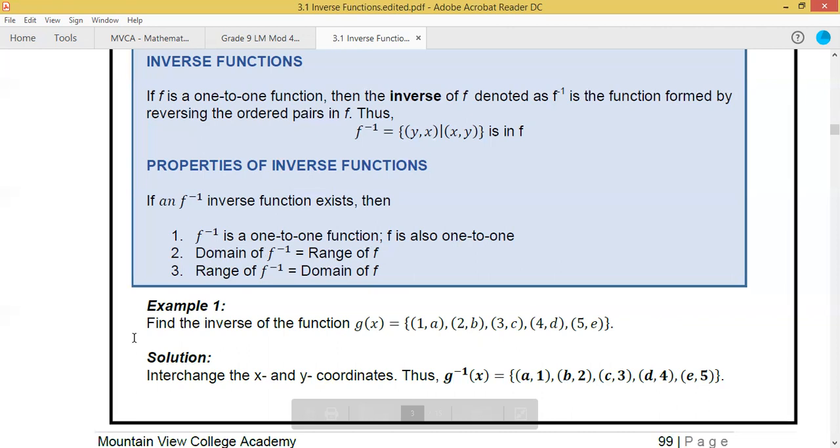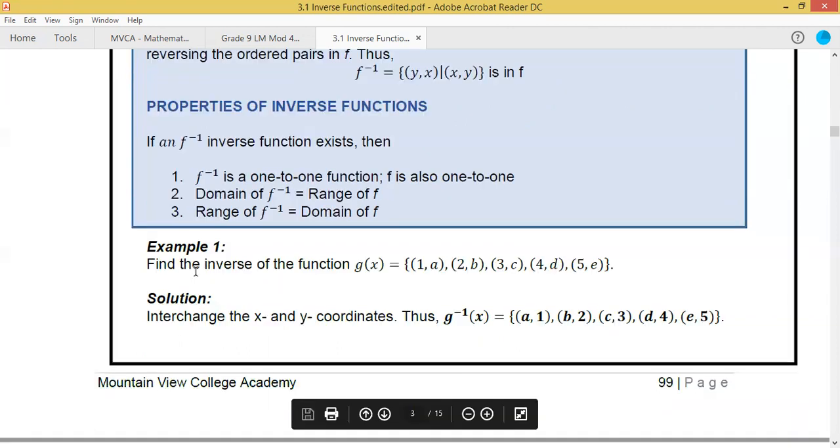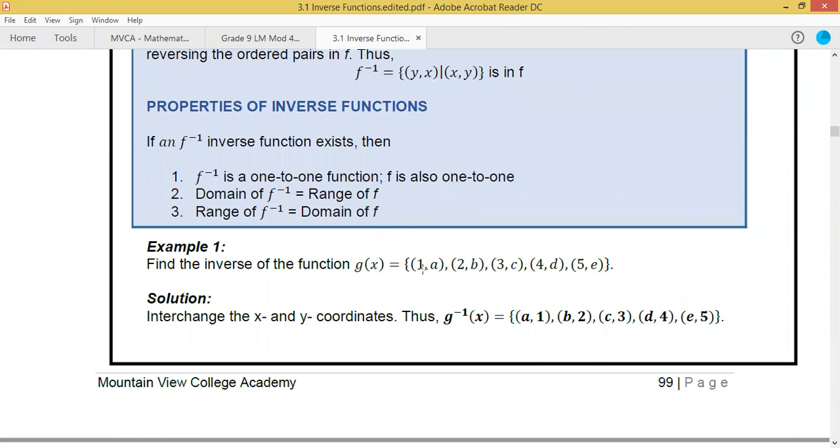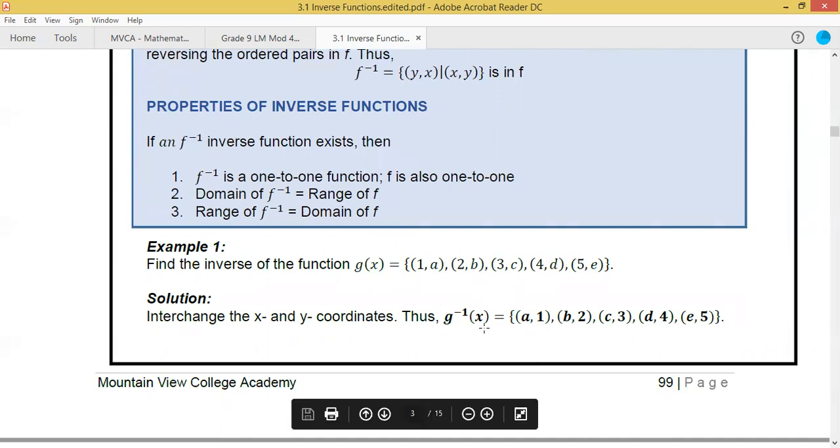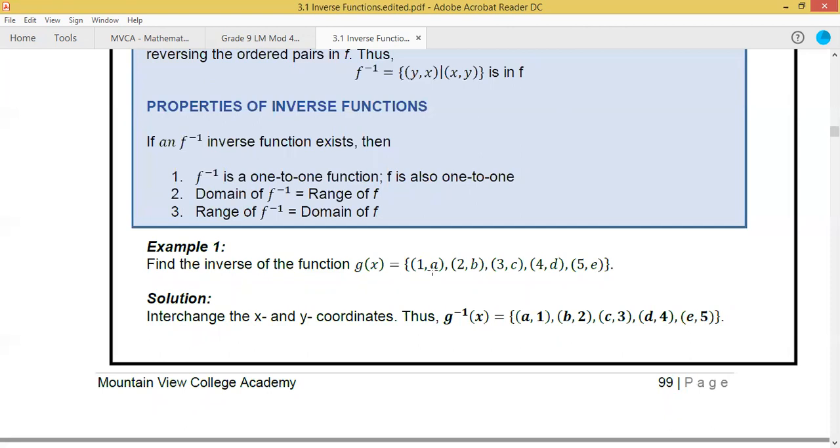For example number 1, how do you find the inverse of this function g of x given these coordinates? Its inverse, denoted as g to the negative 1 of x, or we say the inverse function of g of x, is simply interchanging the x and the y coordinates. So if we have 1a, 2b, its inverse is a1, b2, up to e5.